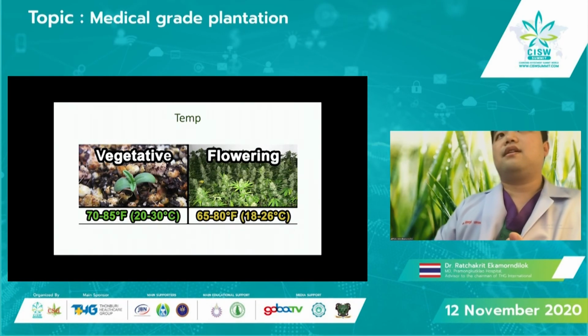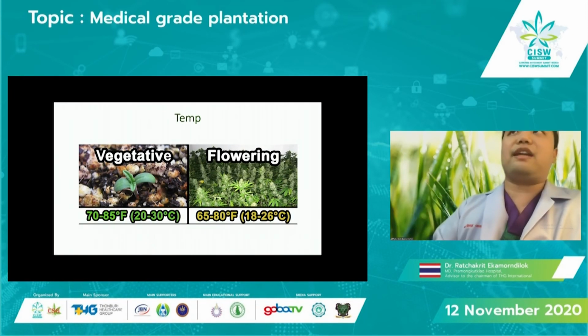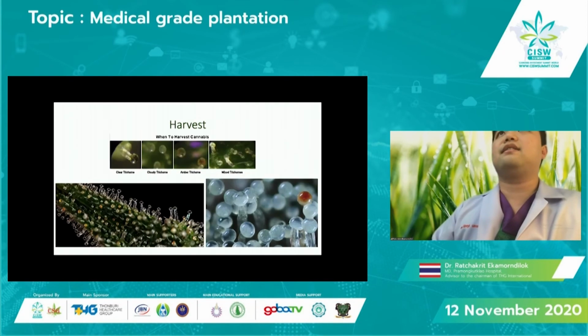Temperatures. Temperature is different between vegetative and flowering and depends very much on the strain. So you have to study which strain you're going to plant and what temperature and what light it needs.